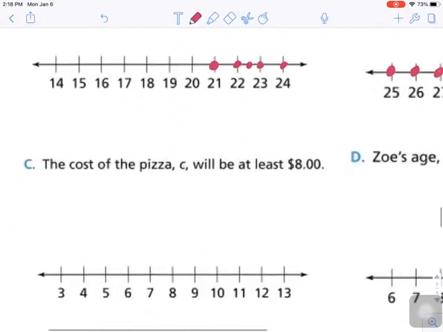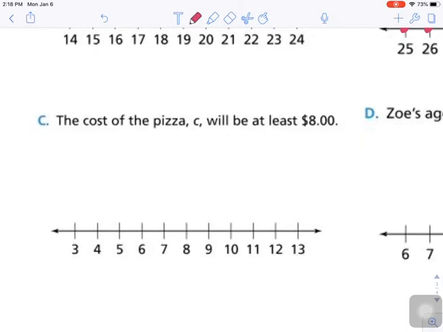All right, C, the cost of pizza, C, will be at least $8. So the cost of pizza C will be at least. When it says at least, it means it could equal $8. It could cost us $8. So we're going to include that 8 in our solution. 8 could be a possible solution.